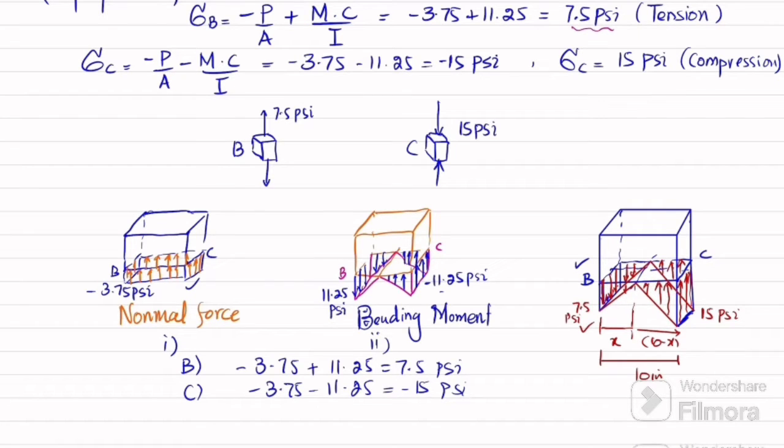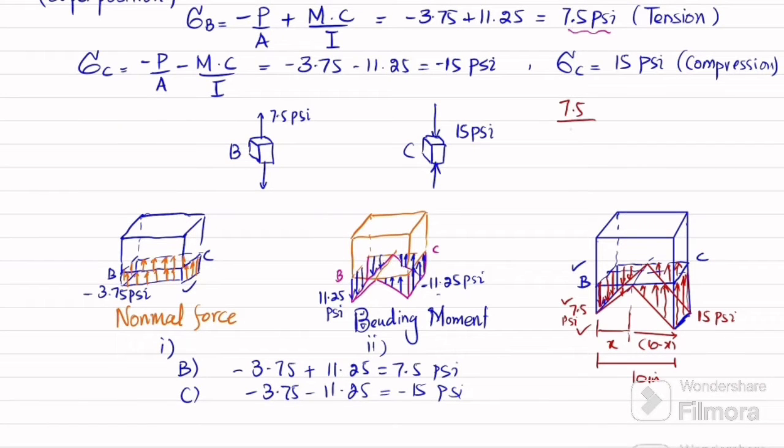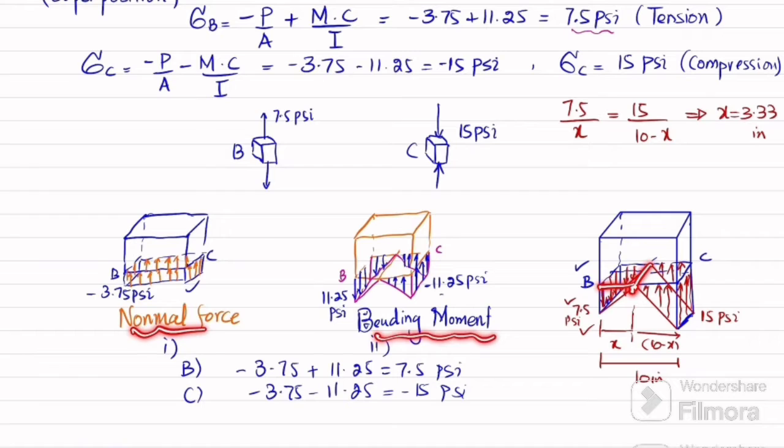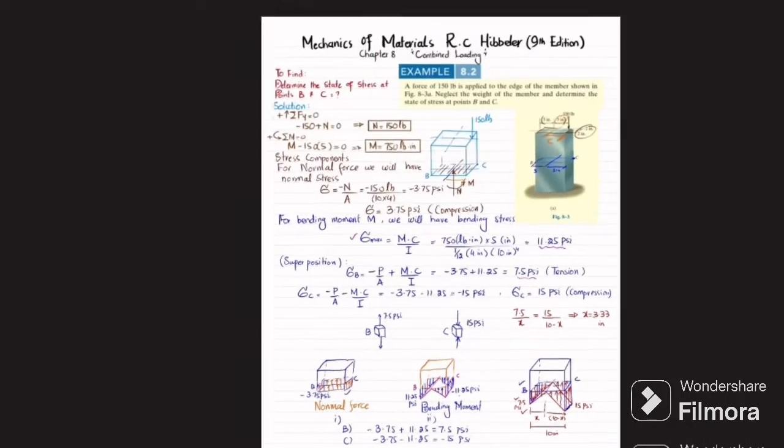So you can see 7.5, which is this distance, 7.5 divided by x will be equal to 15 divided by 10 minus x. When you solve this, you will get x equal to 3.33 inch. So it means that at a distance of 3.33 inch from this point, the stress for the combination of normal force and bending moment will be 0. And this was all about this problem, example 8.2.